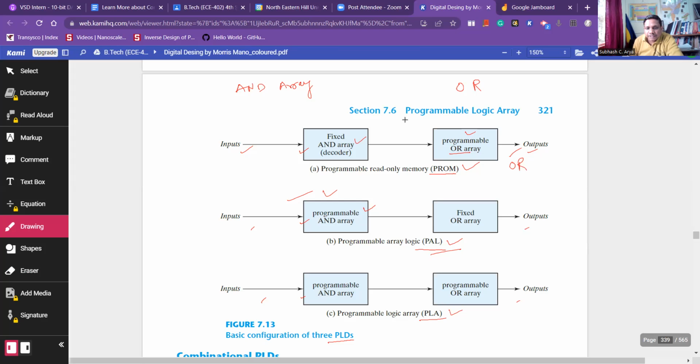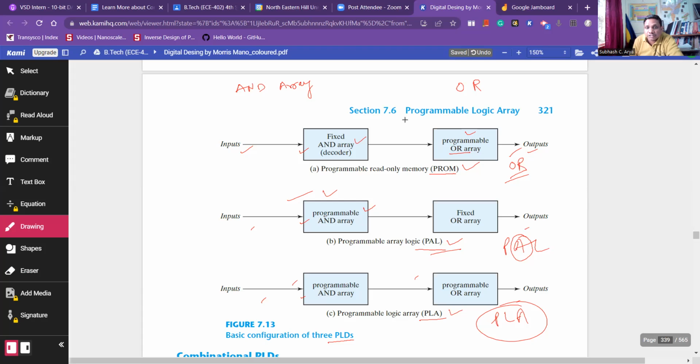Now the third one is PLA. In PLA, it is simple. You can see both sections are programmable, so it is more flexible compared to the others. So again, in PROM, the OR section is programmable. In PAL, the AND section is programmable, and in PLA, both sections are programmable. PLA, you can play with both sections. This way you can remember. So that is the block diagram of PLDs.